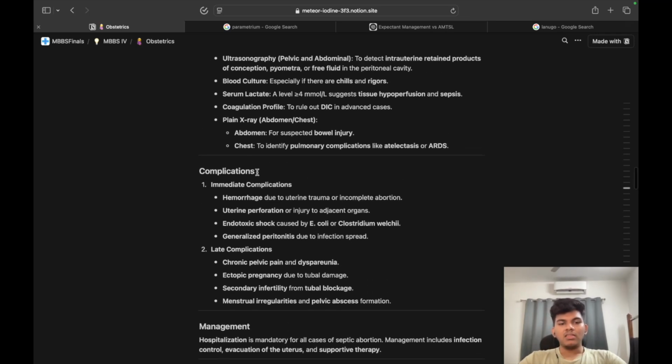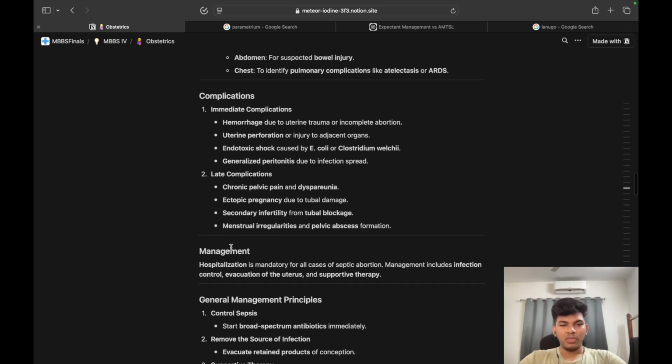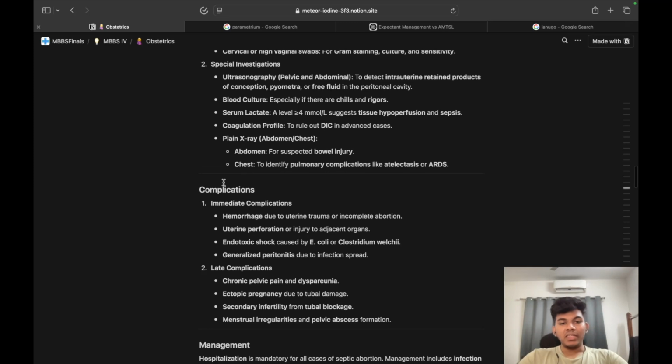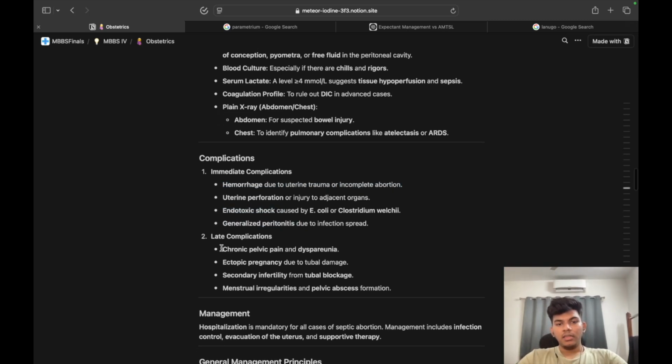Coming to complications, if you don't treat this, management, it's supposed to be treatment, but it's fine. Complications, we'll look at that first, then go to the treatment. Immediate or late. Immediate: hemorrhage, uterine perforation, endotoxic shock, generalized peritonitis, and late there is CPP.